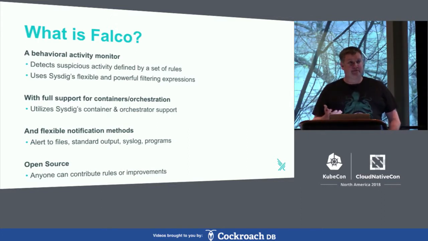When Falco identifies some suspicious activity, it can send messages to a number of output channels. We have some basic stuff in there. You can write to files. You can write to standard out if you're running it directly. We can go to syslog. We can invoke little programs. So you can use that for all kinds of purposes, like sending emails or posting to webhooks or anything like that. So it's a pretty flexible way to get your stuff from Falco to wherever else you want to get it. And obviously, it's open source.